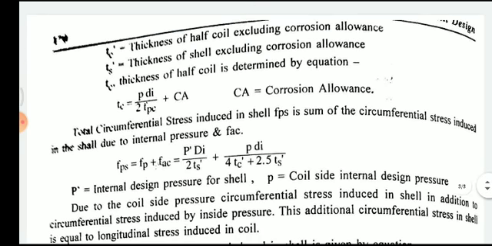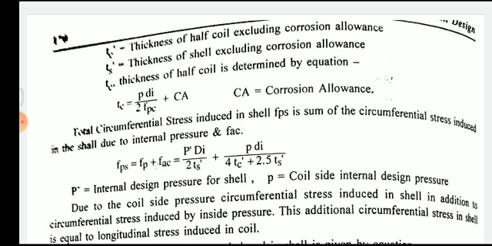The total circumferential stress induced in the shell, f_es, is the sum of the circumferential stress induced in the shell due to the internal pressure and f_se. So write down both equations.